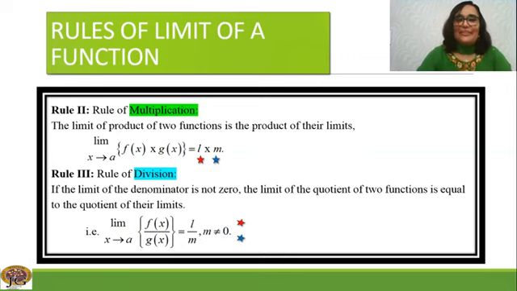All right, my dear students. So we have ended a very important theory asked in your exams. Rules of limits क्या थे? प्लस माइनस का पहला रूल, मल्टीप्लिकेशन का दूसरा रूल और डिवीजन का तीसरा. Only 3 rules to remember.